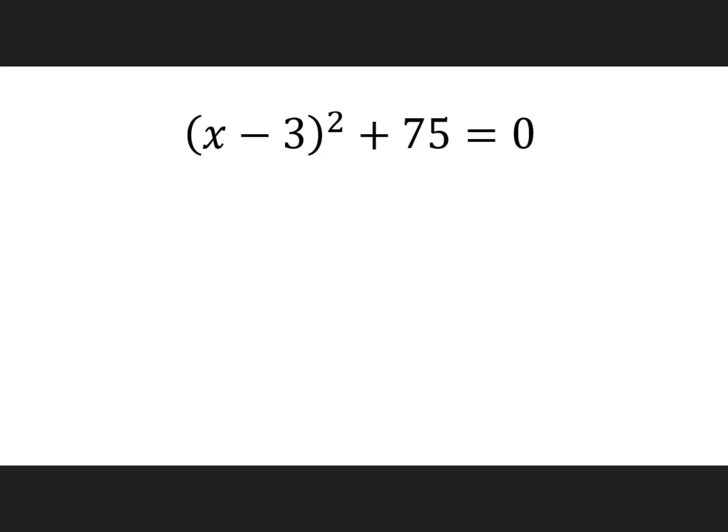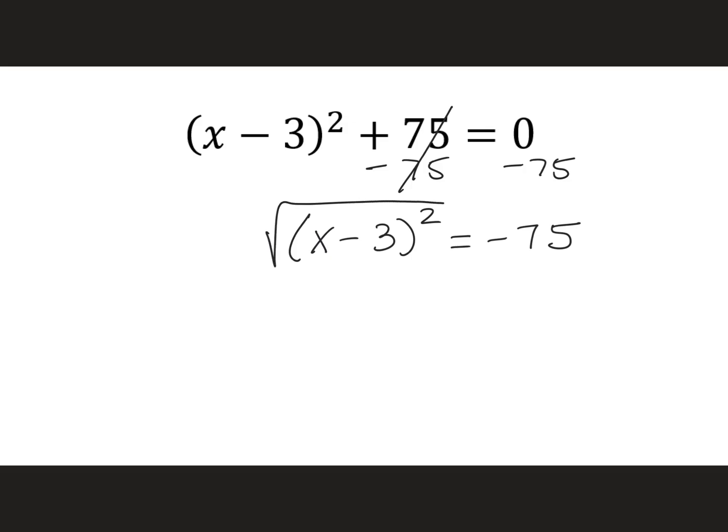But we can't get rid of the things inside the parentheses. But I can get rid of that 75. How? Well, let's subtract 75 from both sides. Minus 75, minus 75. All right. So I have this x minus 3 squared equals -75. And now that the squared is on the outside, I got to deal with that before the parentheses. So I do the square root. It gets rid of this.